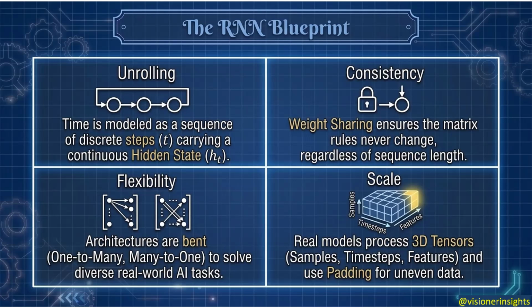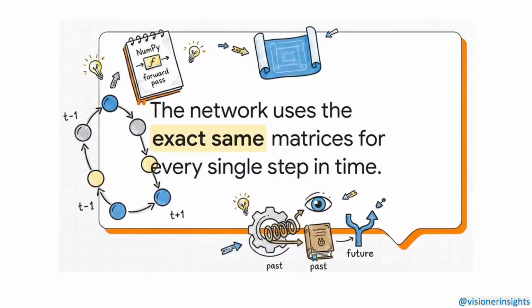I want to leave you with this final thought. The simple, unrolled loop of an RNN isn't just a mathematical trick. It is the foundational blueprint that taught modern AI exactly how to remember the past in order to predict the future. The theory is beautiful for sure, but the code is where it actually comes alive. I highly encourage you to go open up a notebook, write your very first NumPy forward pass loop, and experience this memory engine for yourself.